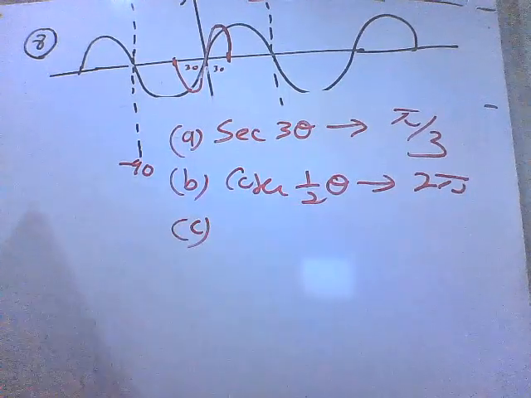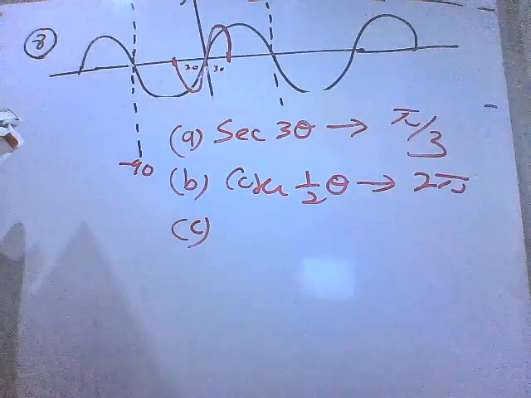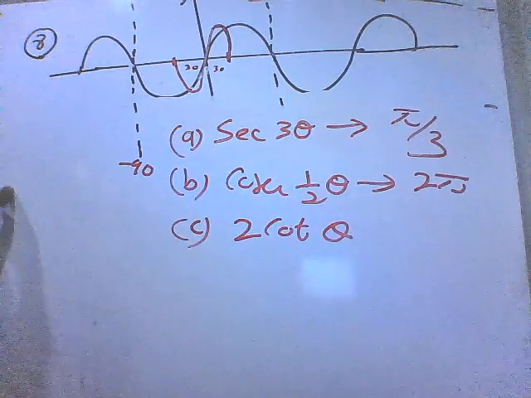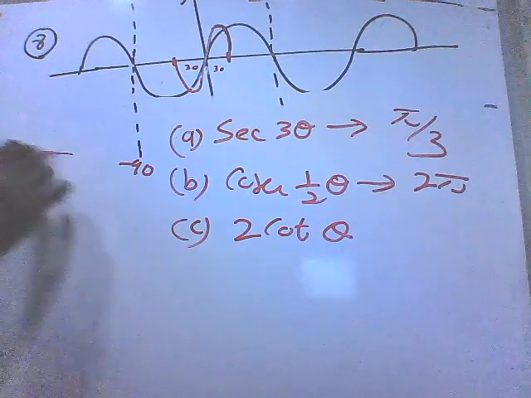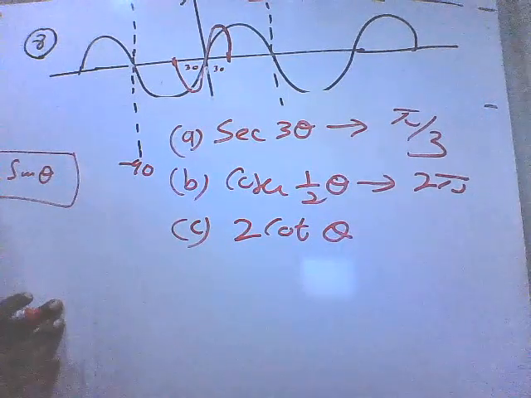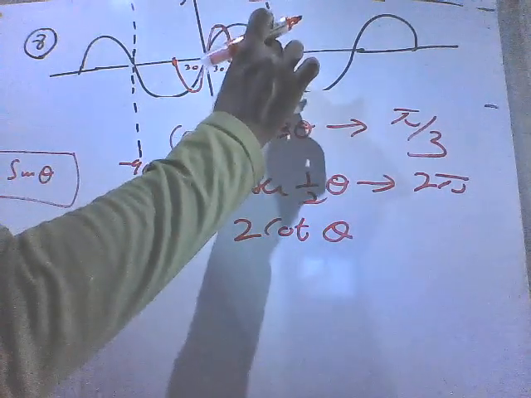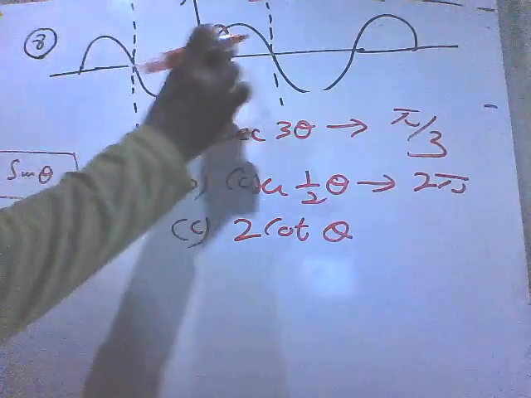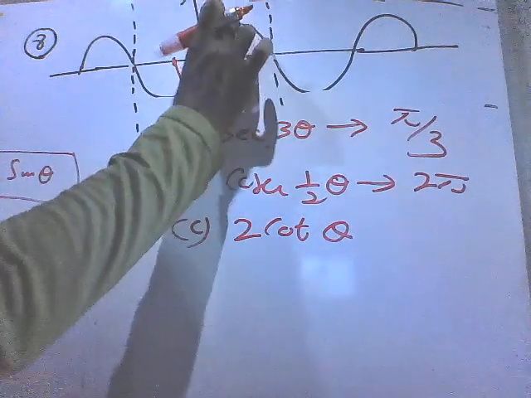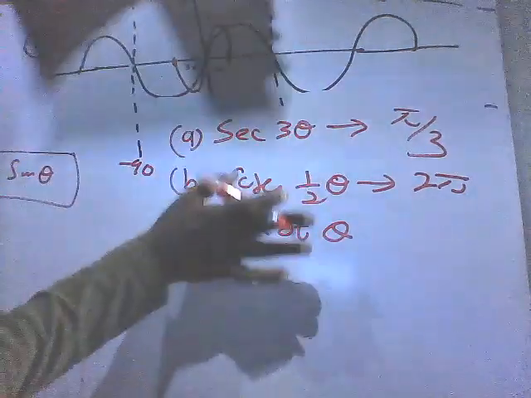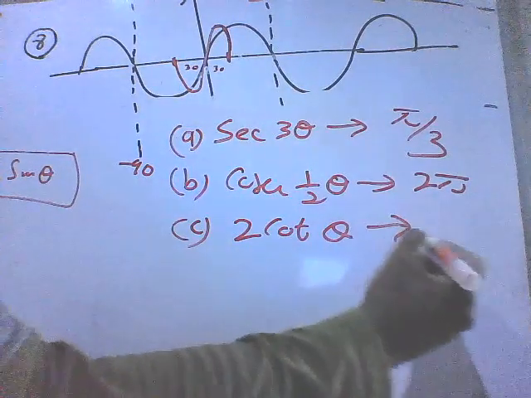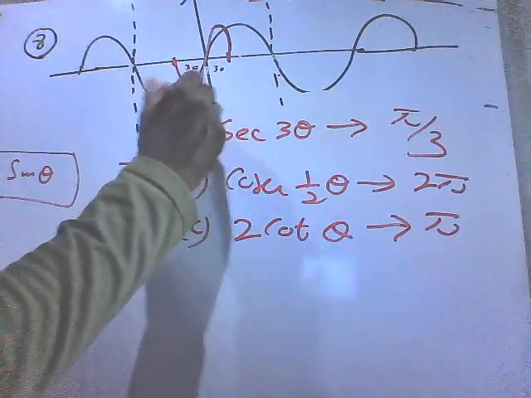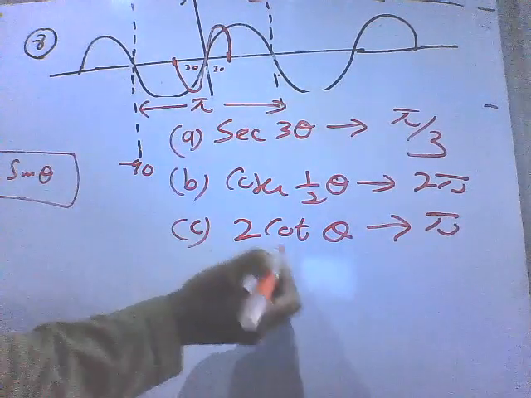Then part C. Now this is interesting. 2 cot theta. If we consider 2 sine theta, what would be the period? Whatever period remains the same, only the magnitude gets changed. So the behavior repeats after the same interval, but it gets spread this way. So nothing happened. Our normal graph is pi over 2, that is pi. So we can say this is pi. Same for 2 cot theta.